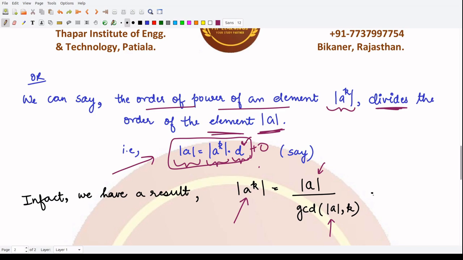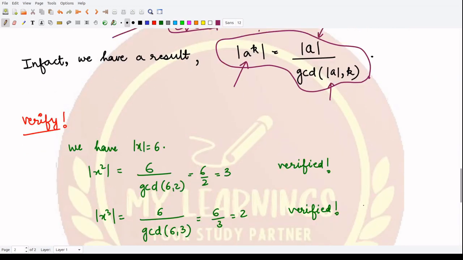So let's verify this result. Does it follow with our examples? I am verifying it with our first example. In this case the order of the element x is 6, right? So in this case we have 6 everywhere. Now let's take one by one the case of x square first. If we take k as 2, you have 2 here, right? And what is the GCD of 6 and 2? It is 2, so you have the answer as 3.